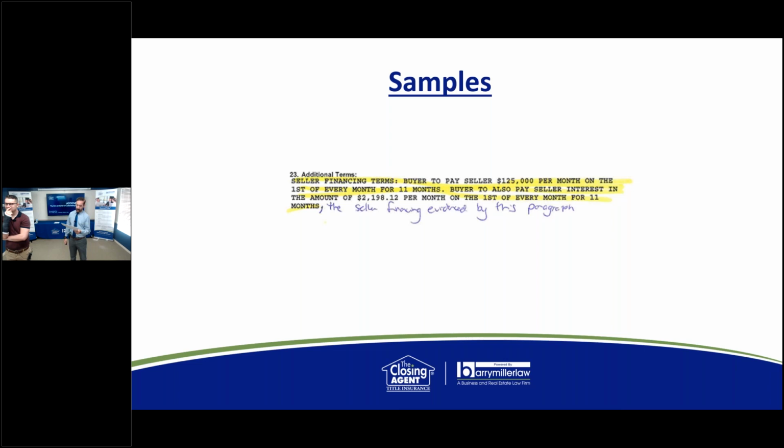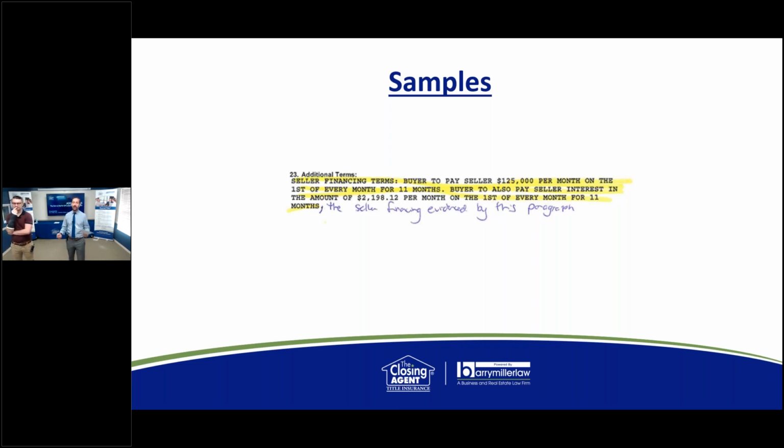Seller financing terms. Buyer to pay seller $125,000 per month on the first of every month for 11 months. Buyer to also pay seller interest in the amount of $2198.12 per month on the first of every month for 11 months, comma, seller. That's my handwriting trying to fix the addendum. So you can ignore the handwritten portion. I recognize that immediately as my handwriting.